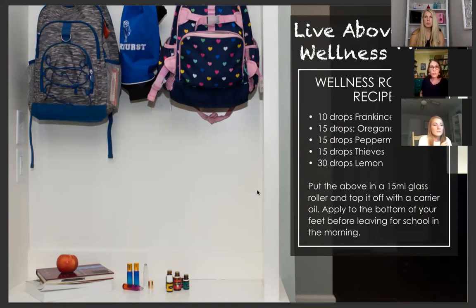And you don't have to do both, just one of them. And so what's in here is the frankincense, which comes in your premium starter kit. That's frankincense. This is actually a 15 mil. You're going to get a 5 mil. And with that is oregano, peppermint, thieves, and lemon. Peppermint, thieves, and lemon are in your premium starter kit.